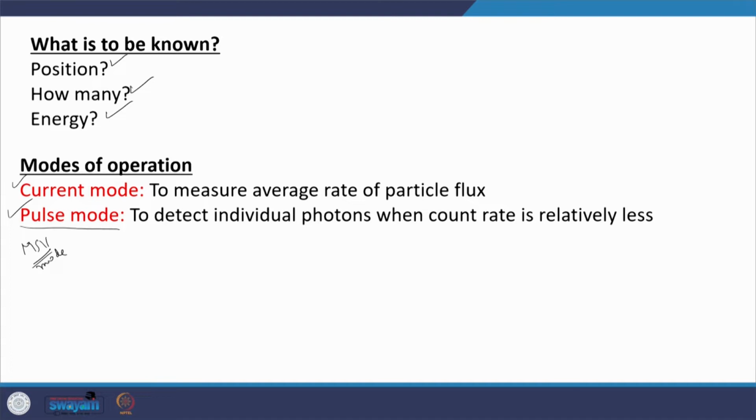In the current mode, normally we try to measure the average rate of particle flux. This is used, for example, with a GM counter or ionization chamber, in the current mode to know the average rate of particle flux. And when the count rate is relatively low, and you detect individual photons or any other particle, and if we want to measure the energy, then one has to go for the pulse mode.